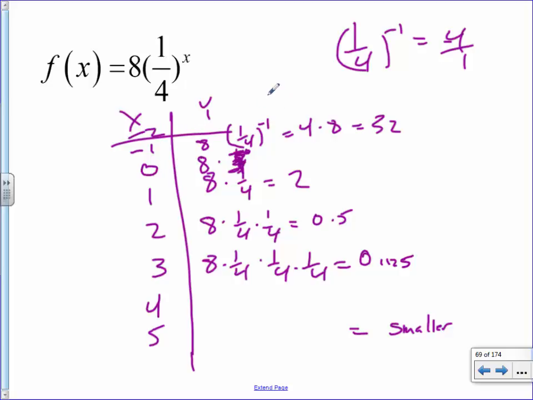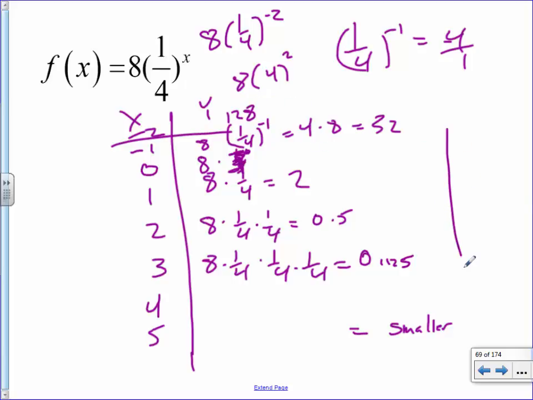Let's do -2 though. Just one more. So -2 means that you'd be doing 8 times by 1/4 to the -2. You would then flip the 1/4 to going back to being regular 4, but then you'd square the 4. You still have to account for that 2 there. So you'd have to go 8 times 4 squared, whatever that is. 132 maybe? I don't know. 100 and something. 128? 128. Yeah.